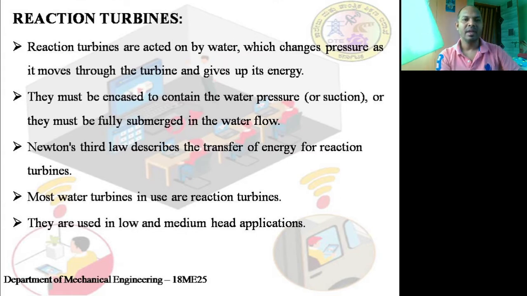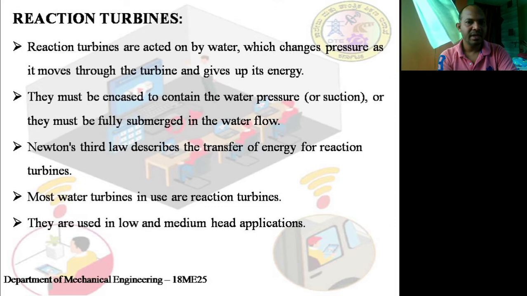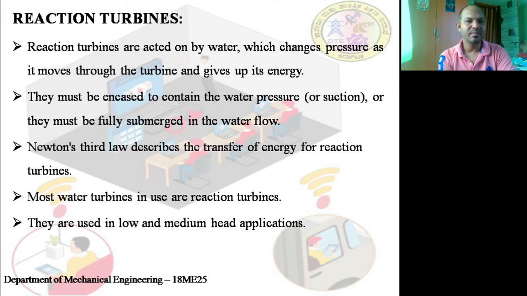Now, reaction turbines are acted on by water, which changes pressure as it moves through the turbine and gives up its energy. They must be encased to contain the water pressure or a suction, or they must be fully submerged in the water flow. Okay, this is one difference we can make between the impulse and the reaction turbine, where the impulse turbines need not necessarily be submerged.